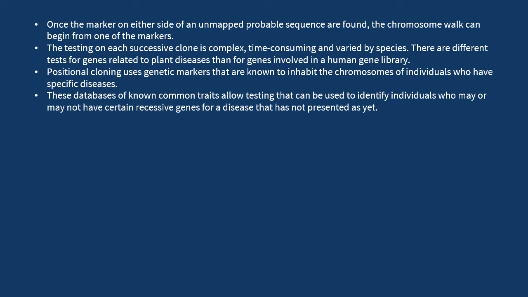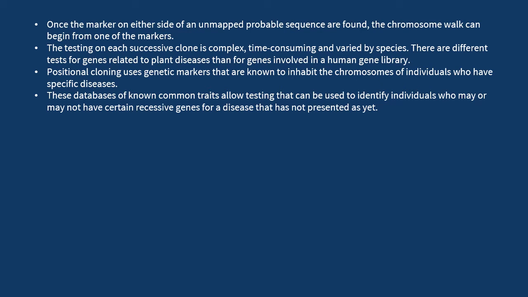Once the markers on either side of an unmapped probable sequence are found, the chromosome walk can begin from one of the markers. This depends on the diagram which I will show you in a further slide. Just remember that you should know the probable sequence on either side of your unknown or unmapped sequence.